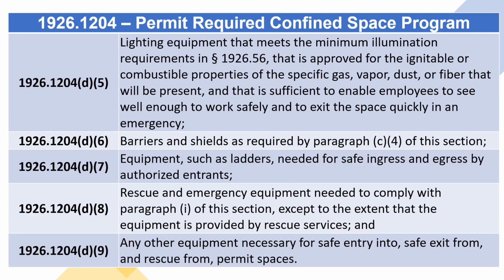Lighting equipment that meets the minimum illumination requirements in section 1926.56, that is approved for the ignitable or combustible properties of the specific gas, vapor, dust, or fiber that will be present, and that is sufficient to enable employees to see well enough to work safely and to exit the space quickly in an emergency. Barriers and shields as required by paragraph C4 of this section. Equipment, such as ladders, needed for safe ingress and egress by authorized entrants. Rescue and emergency equipment needed to comply with paragraph I of this section, except to the extent that the equipment is provided by rescue services, and any other equipment necessary for safe entry into, safe exit from, and rescue from permit spaces.